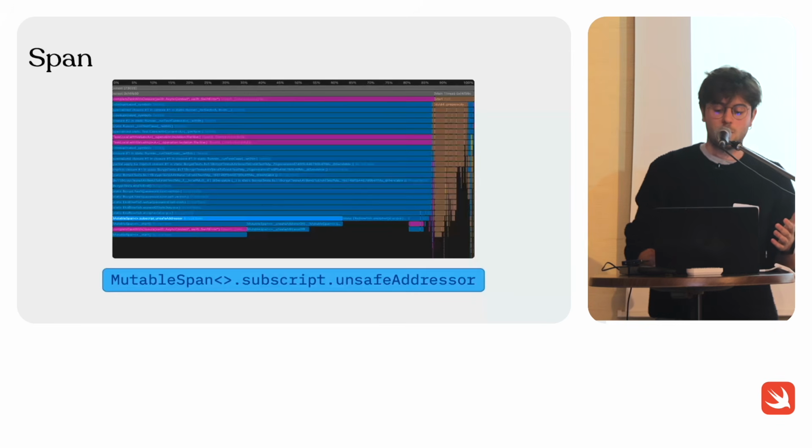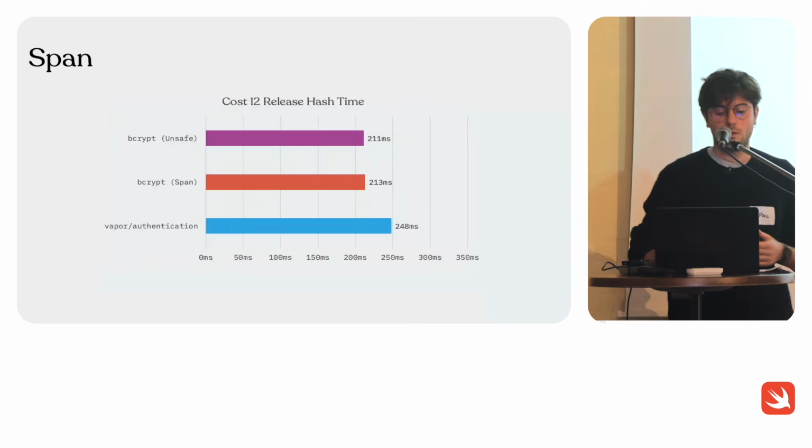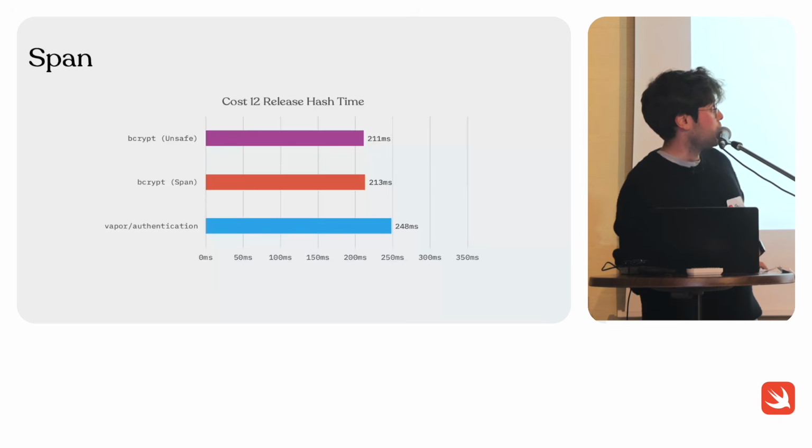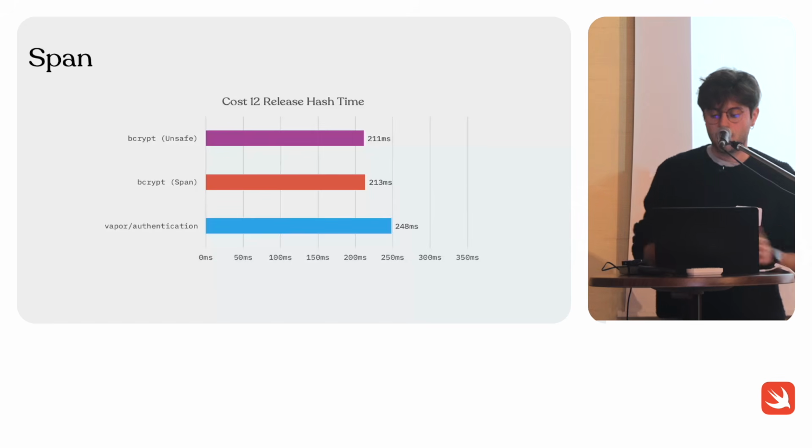And I also measured what span looked like in release mode. And as we can see, both our span implementation and our unsafe pointers implementation are mostly the same, and quite a bit faster than what C is doing, which is great.